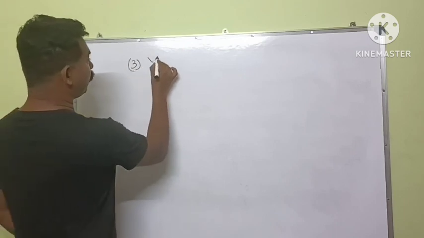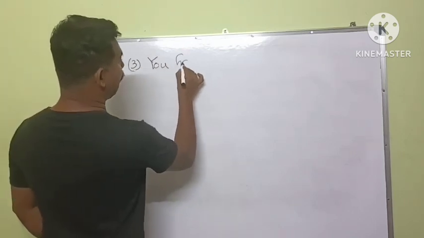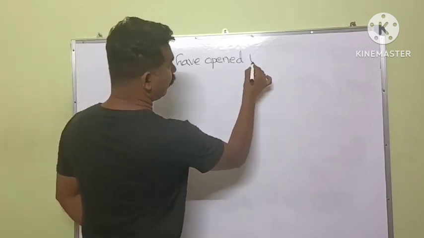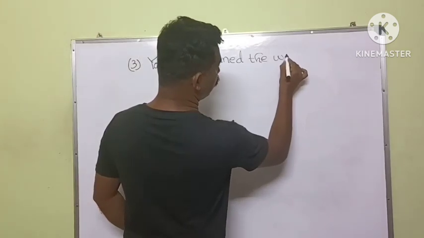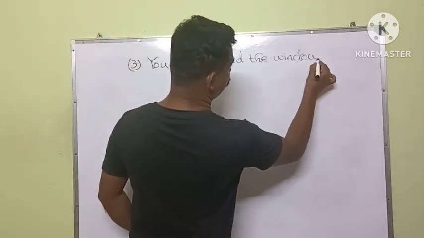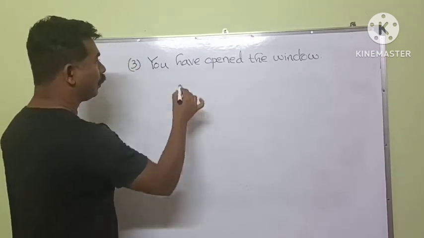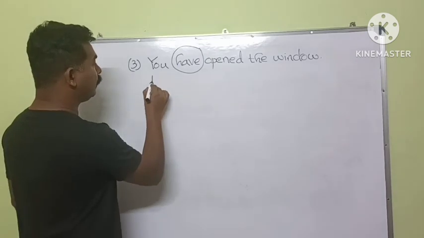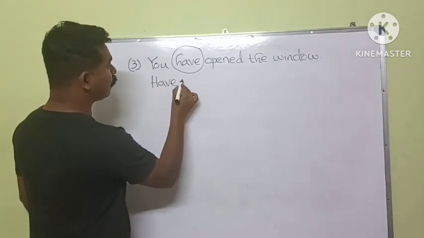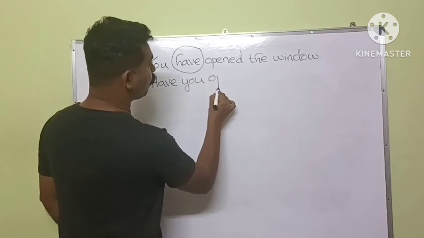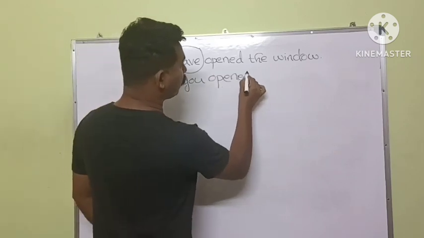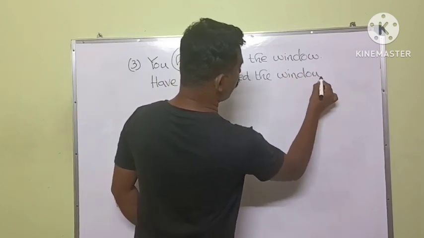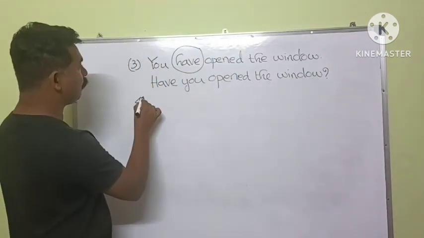Example number 3. You have opened the window. Full stop. It is an affirmative sentence. We must take out the auxiliary verb from there and place it at the beginning of the sentence. Have you opened the window? Question mark.